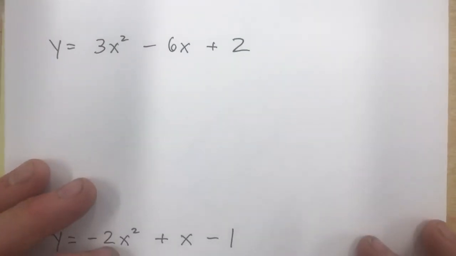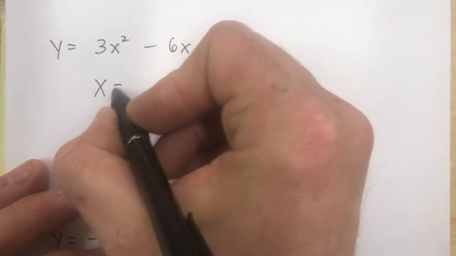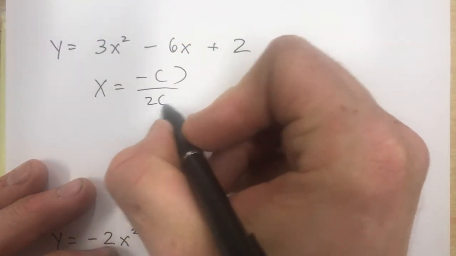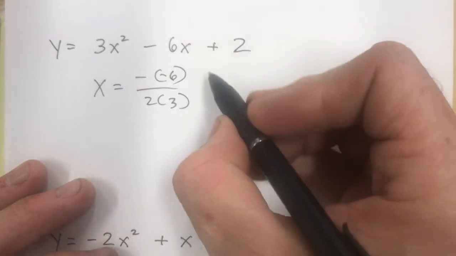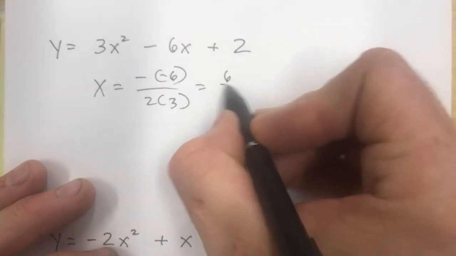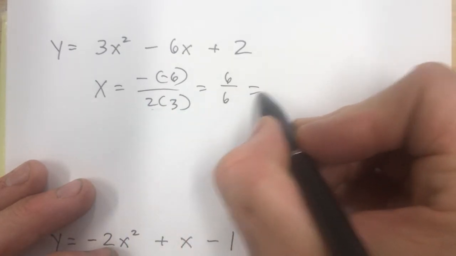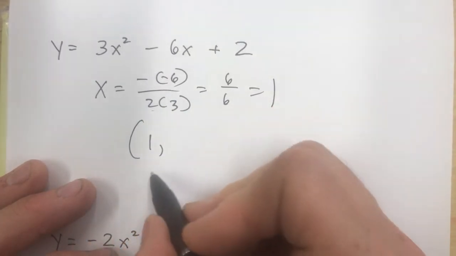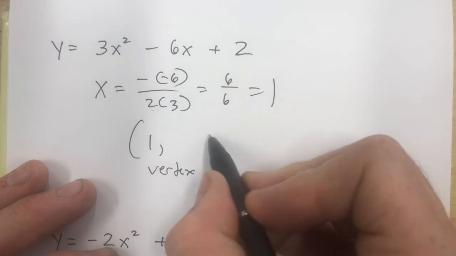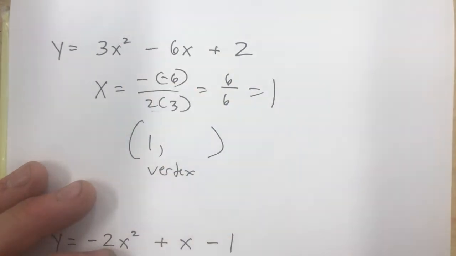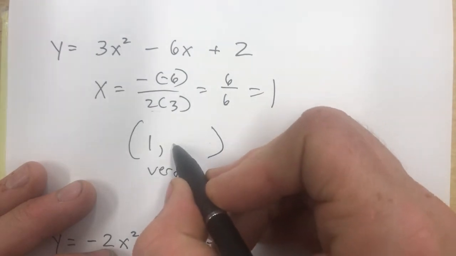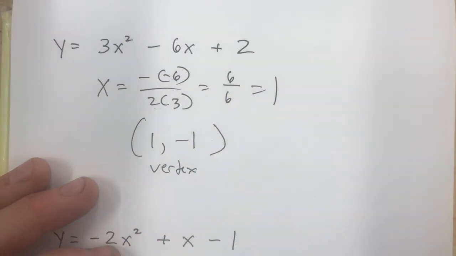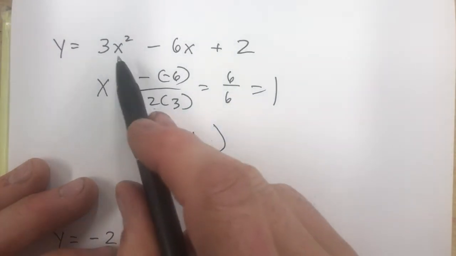Here's another one. X equals -b over 2a. My b is -6. My a is a 3. So I've got a +6 over a +6, which is a 1. Here's my vertex. Now I take 1 and I plug it in. When I plug 1 in, I'm going to get -1. I did it in my head that time. That's my vertex.